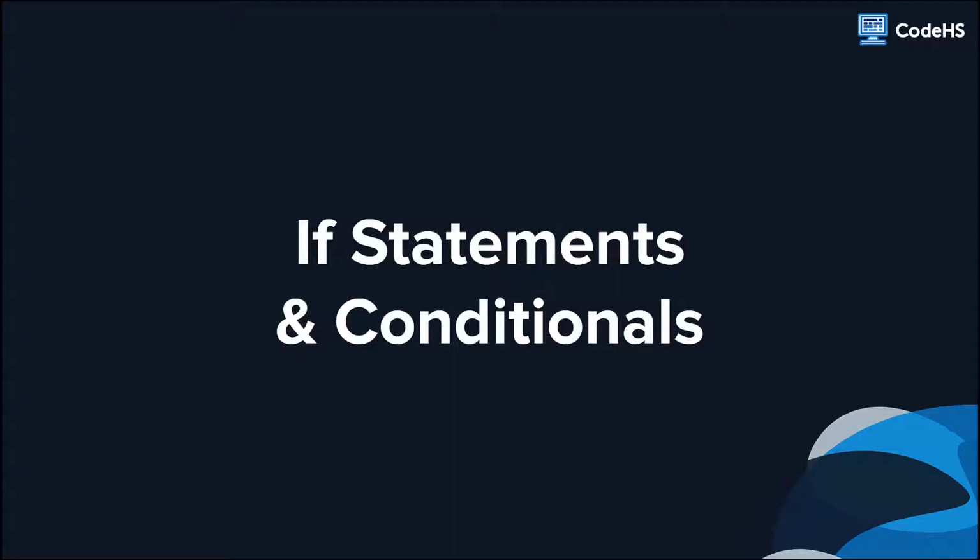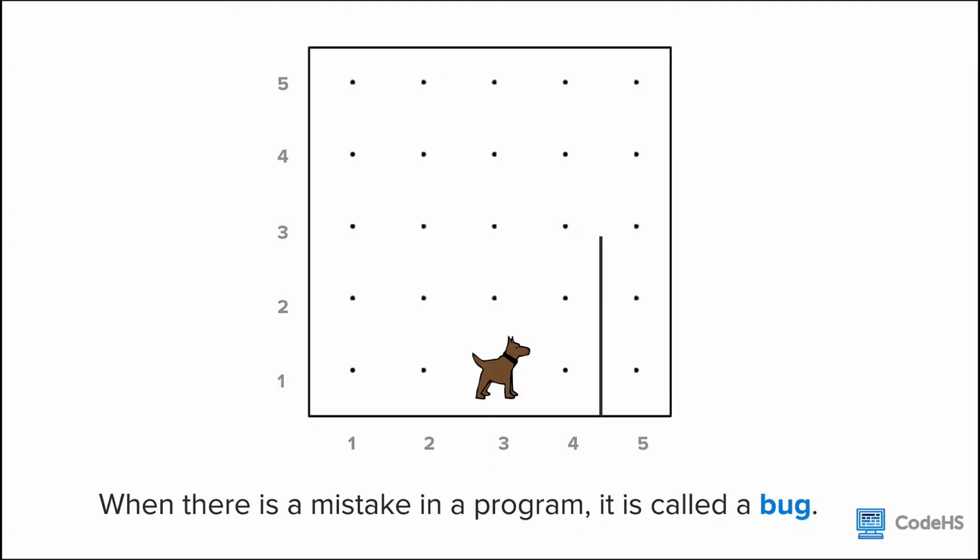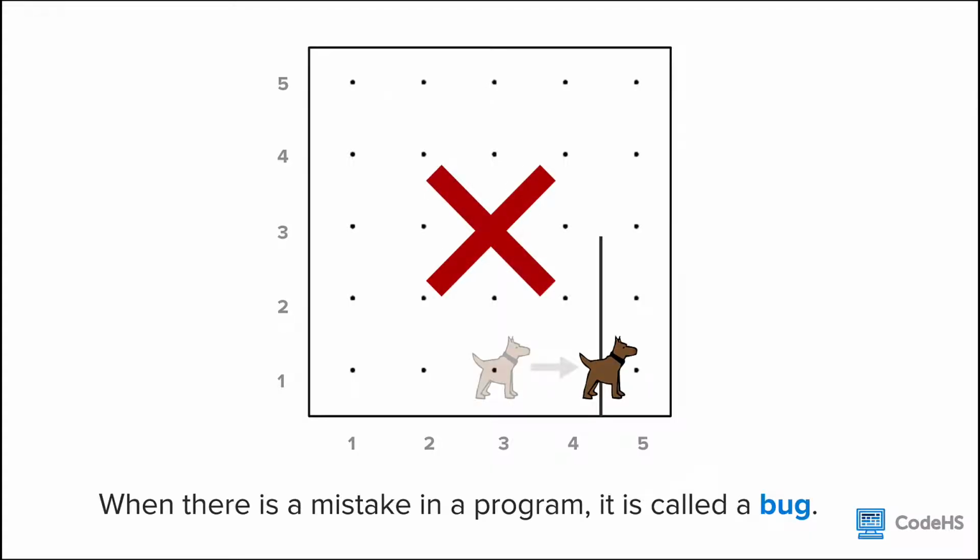Hi! In this video, we're going to learn about if statements and conditionals in Karel. A Karel program crashes if there is a mistake in the code. The mistakes in code are called bugs. For example, if Karel runs into a wall, that means there's a bug in the code.